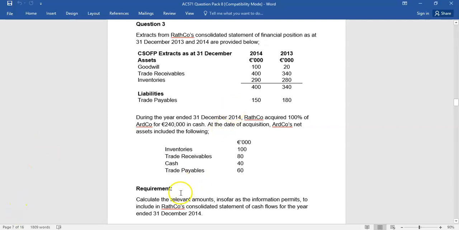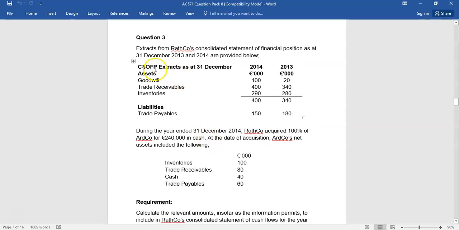So you're told here, calculate the relevant amount insofar as the information permits for Ratco's consolidated statement of cash flows. You're given the extract of Ratco's consol for 2013, which is the start of 14, and into 14. And during the year ended 31st December 2014, Ratco acquired 100%. So that means there's no impact on the NCI. It paid 240,000 in cash. And at the date of acquisition, the net assets included the following. That's what you bought at that date.